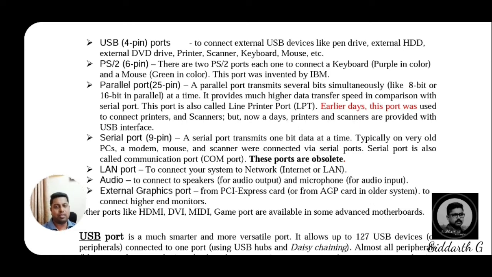Then the parallel port, which we can see in pink color, is nearly a 25 pin connector used for parallel devices like line printers. Printers are usually connected through these kinds of ports. And if you are coming to the serial ports, they have 9 pin connectors. The difference between the serial port and the parallel port: parallel ports are always 25 pin connectors and serial ports have only 9 pin connectors. The 9 pin COM ports are also usually called communication ports. These ports are obsolete.